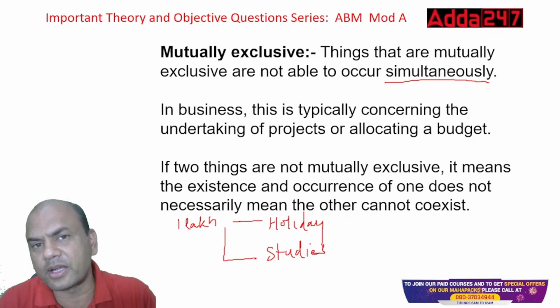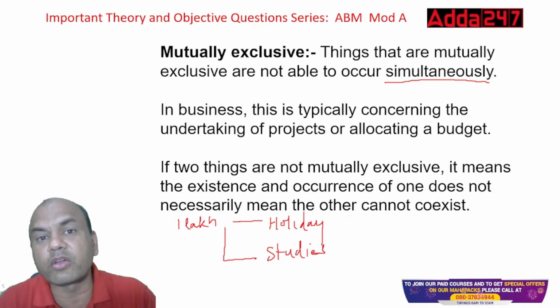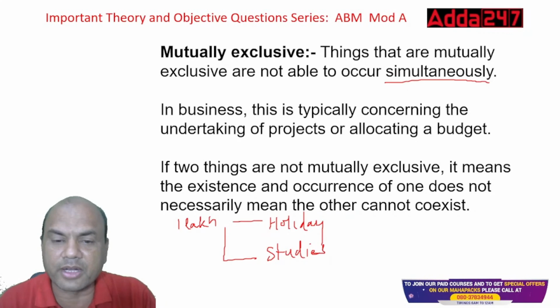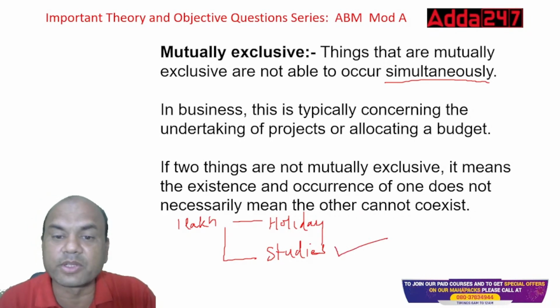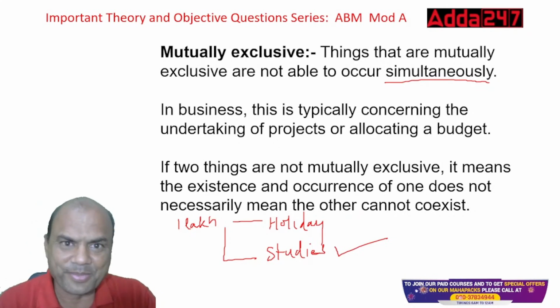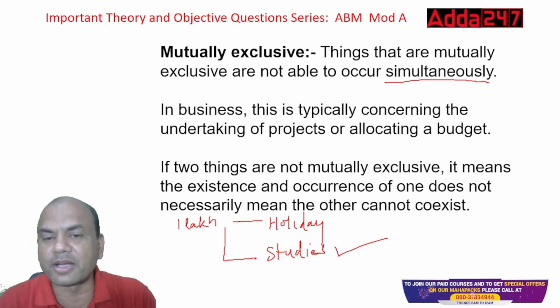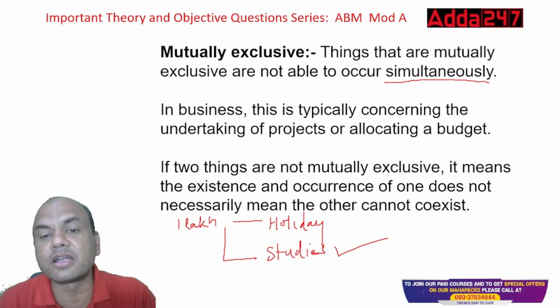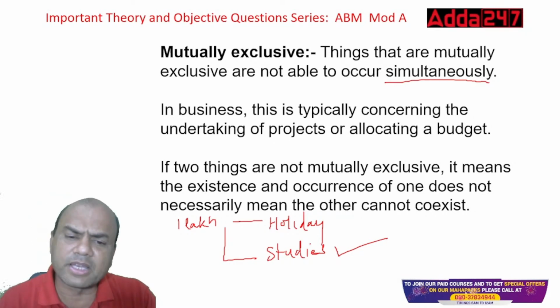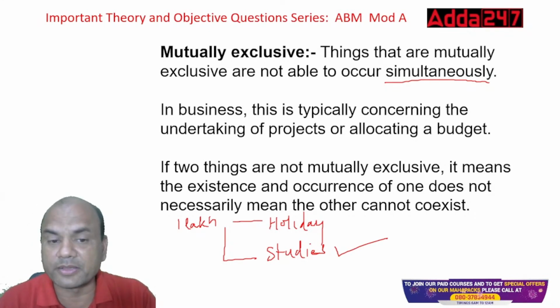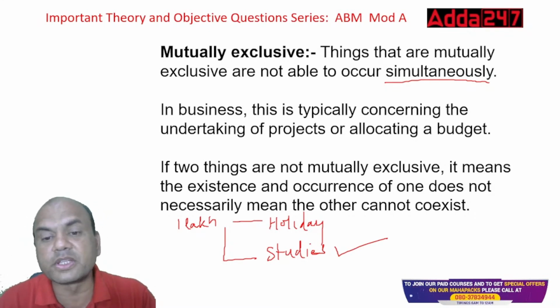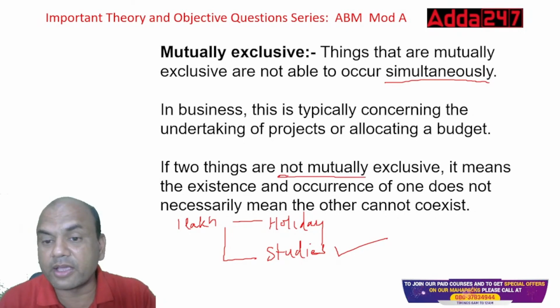Both things can't happen, right? Either you can have the cake in your hand or you can eat it. So this is known as exclusive. You'll have to select one of these. Definitely you'll select studies. Of course, there might be someone who says holidays. Jokes apart, studies is the main part. So in business, this is typically concerning the undertaking of projects and allocating the budget. Similarly, in companies we face the same problem: budget is limited and projects are many. If two things are not mutually exclusive, they can occur simultaneously.